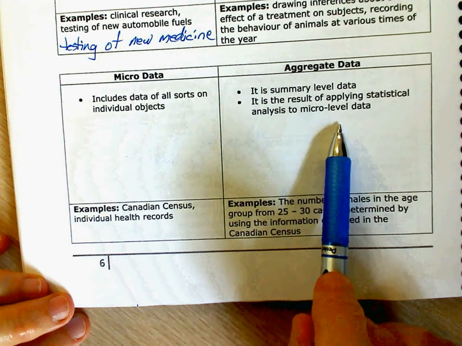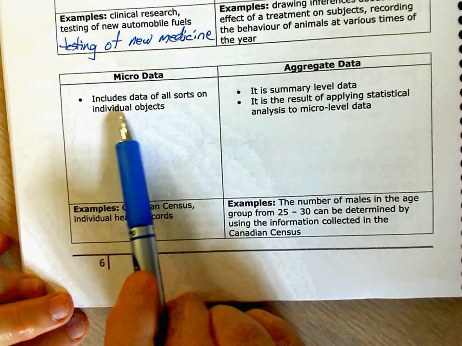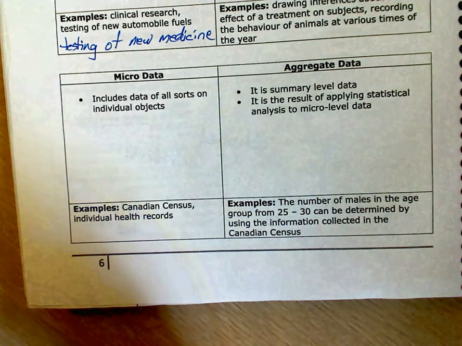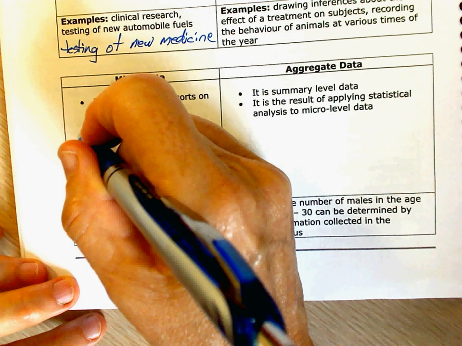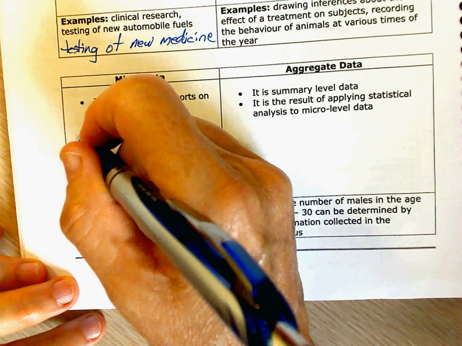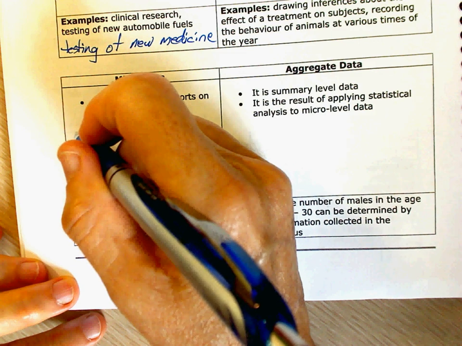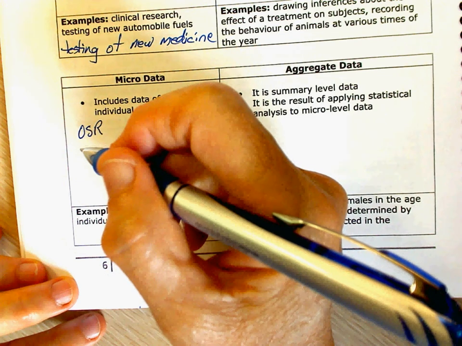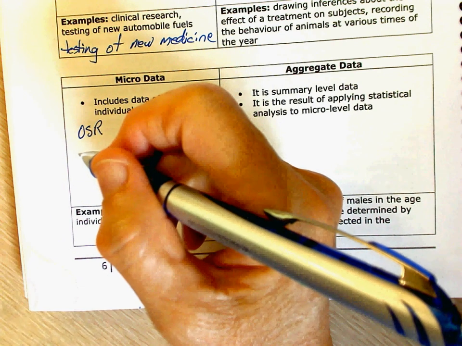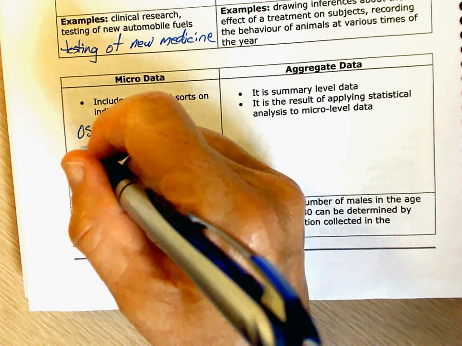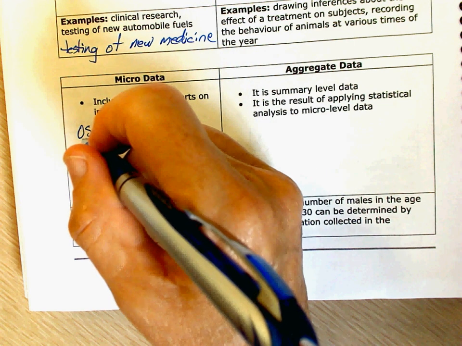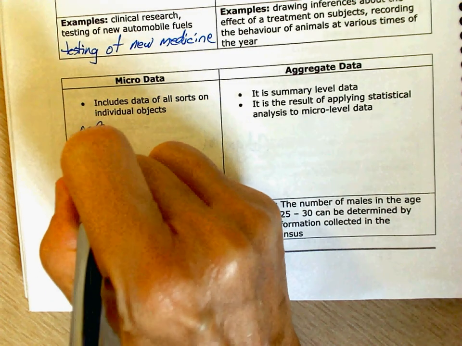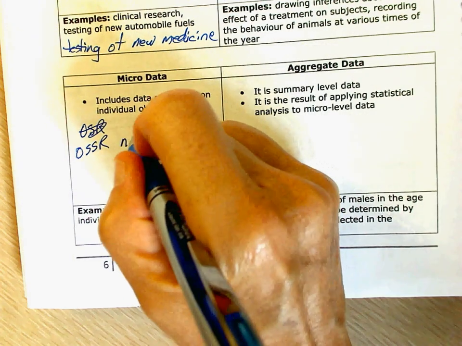Microdata versus aggregate data. Microdata is all that little information you have on each individual. For example, in your student record, what's it called? The Ontario Student Record, OSR? I think it's OSR. In there, they have your name.